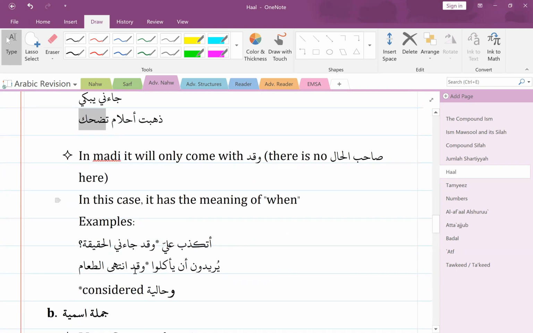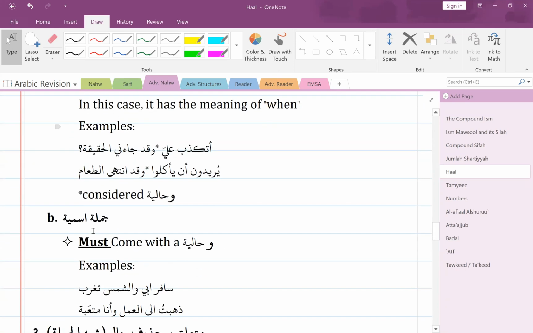In madi, it will only come with waqad. In this case, you don't have a sahibul hal. When you have waqad, you don't have a sahibul hal because it's just being general. Okay. And it mostly has the meaning of when. You can also use while, and it also has the meaning of when. So let's look at some examples.